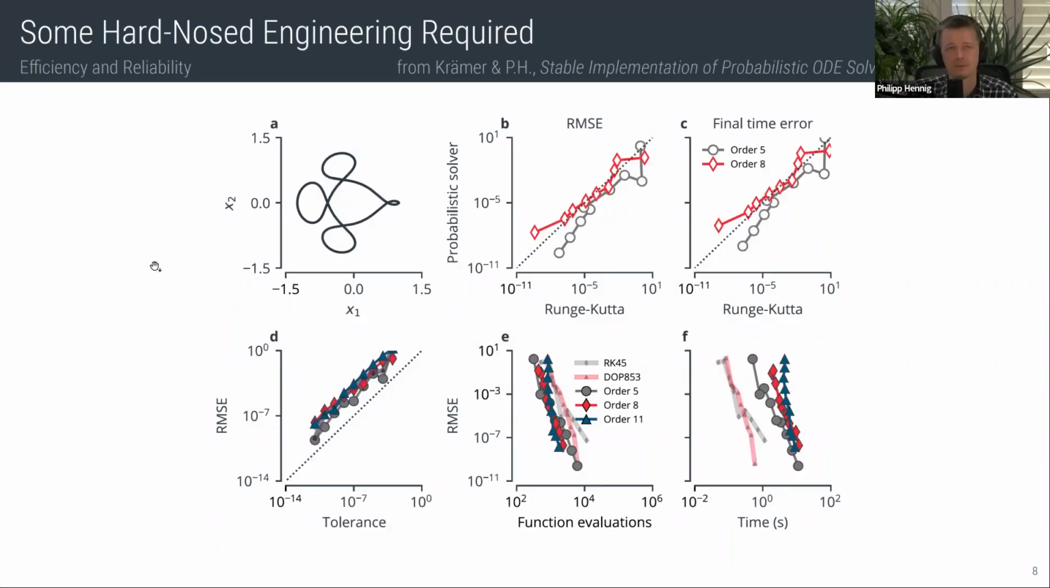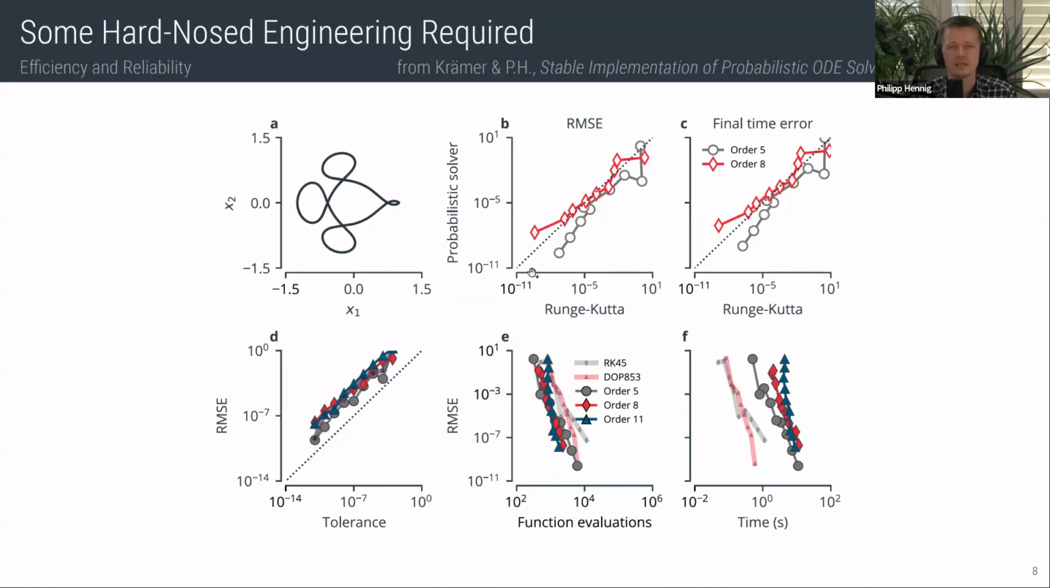Here's an example plot from a paper that Nico Krämer, one of my PhD students, recently had conditionally accepted in JMLR, but you can find the preprint here. One problem we talk about here, just as an example, is a reduced three-body problem. It's the path of a spacecraft that leaves from the moon and has to circle around the Earth, basically. It's a classic benchmark problem.